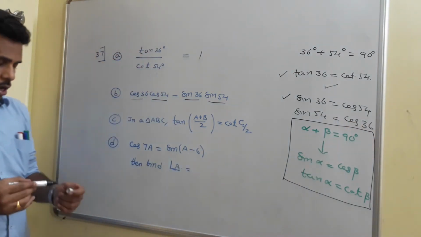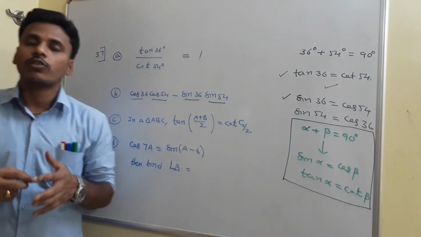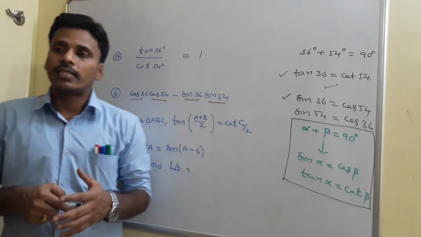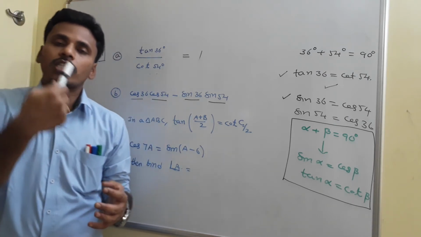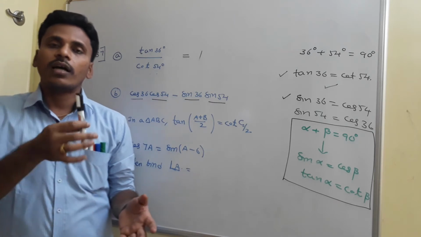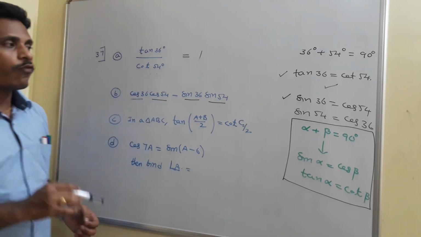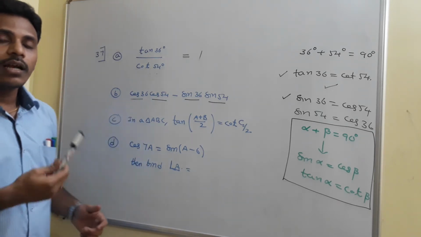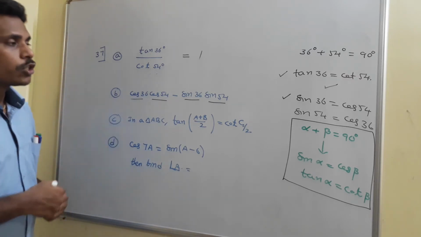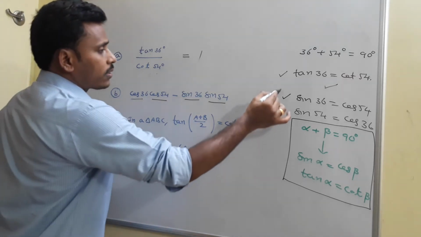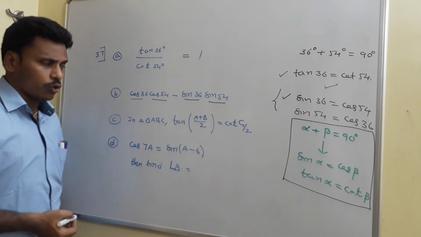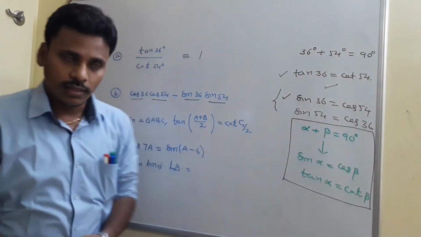As I told you, sin of one angle is equal to the cos of the other. If alpha plus beta is 90, sin alpha is cos beta, and cos alpha is sin beta. So sin of one angle is cos of the other, and cos of one angle is sin of the other. So in that scenario, sin 36 and sin 54 are equal to cos 54 and cos 36 respectively.